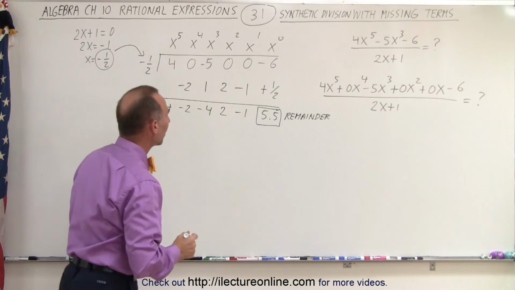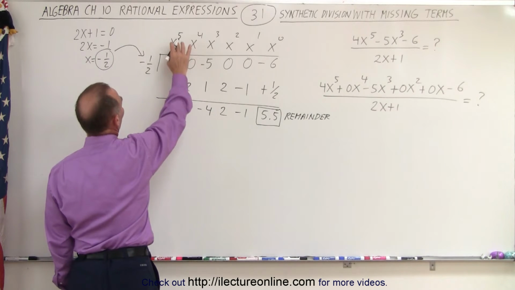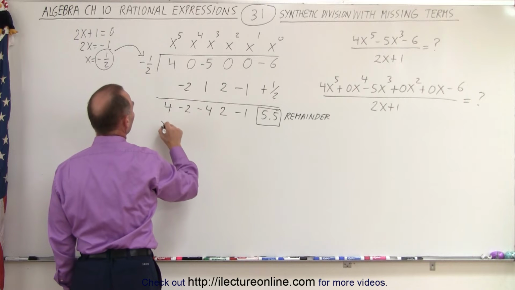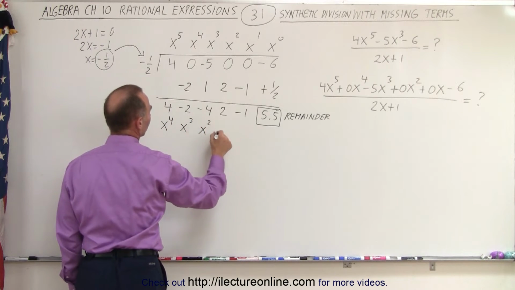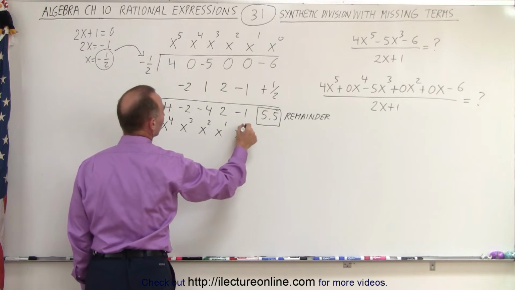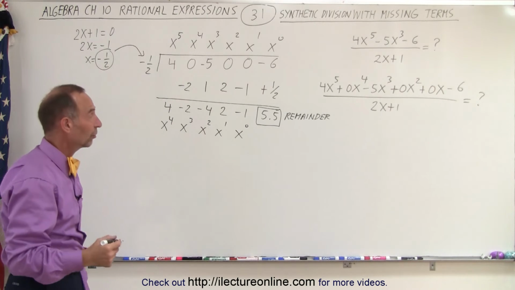So what we can say now is that this here represents one exponent less. So this is the x to the 4th term, x to the 3rd term, x squared term, x to the 1st power term, and x to the 0 term. So there's your result or answer.